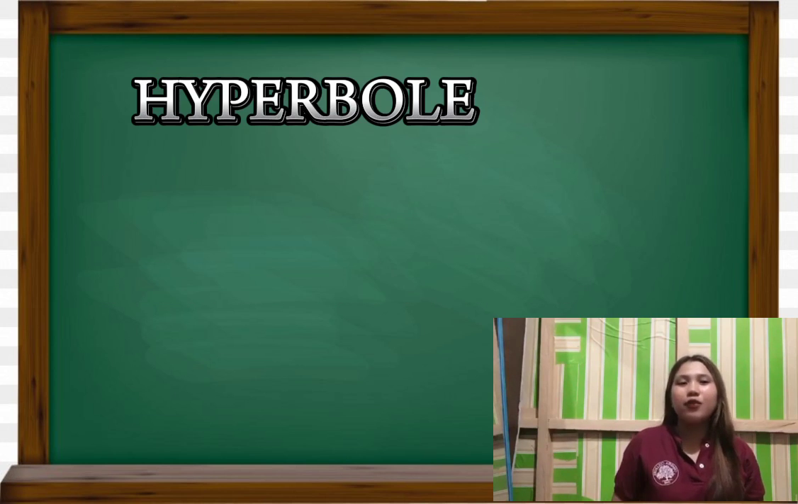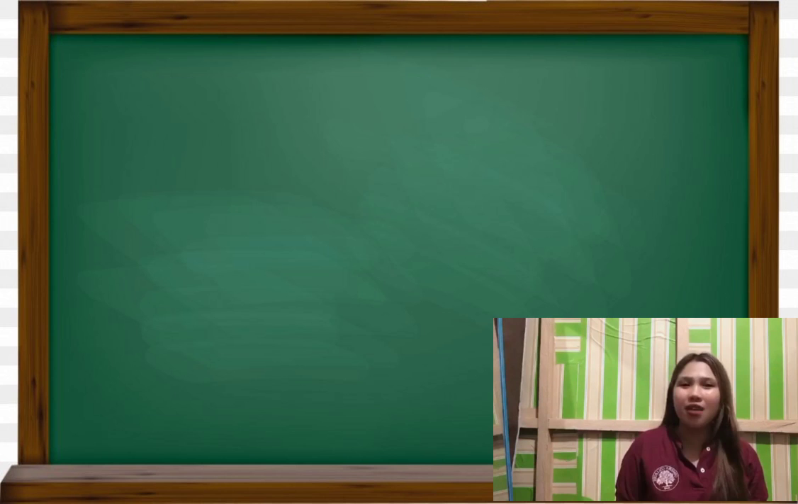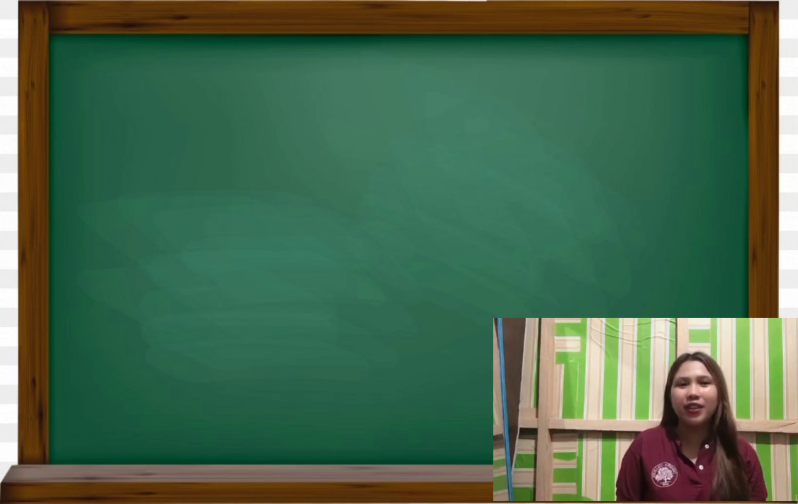Next type of figurative language is hyperbole. When we say hyperbole, it is exaggerating to show strong feeling or effects. For example, I will love you forever. Next, my house is 1,000,000 miles away. Did you get me? Very good.